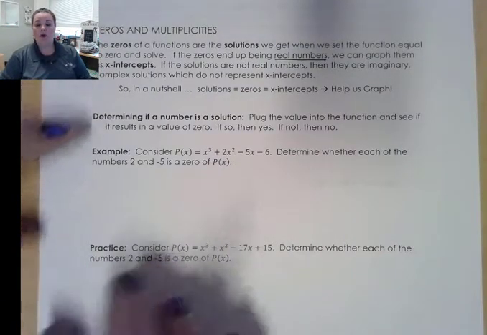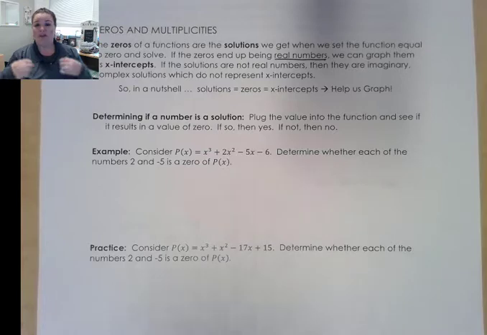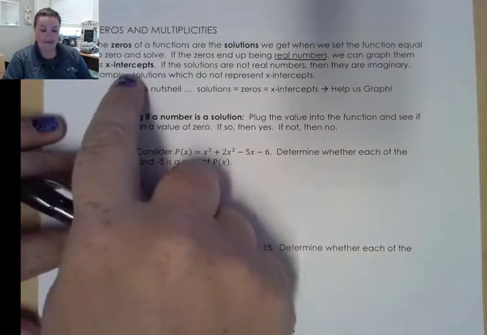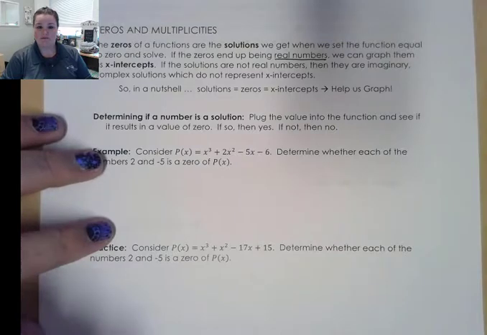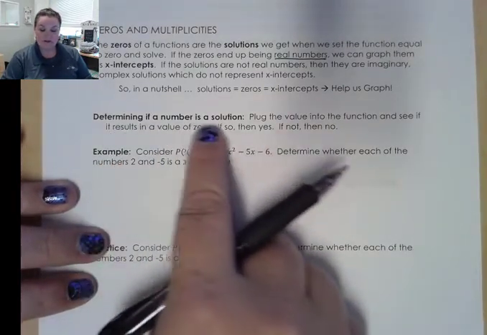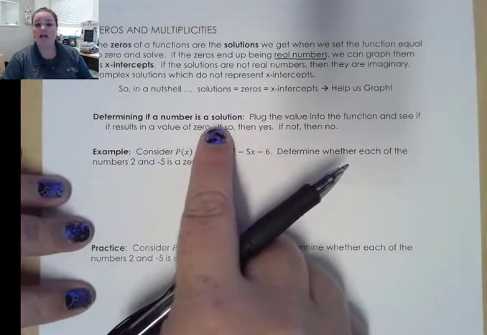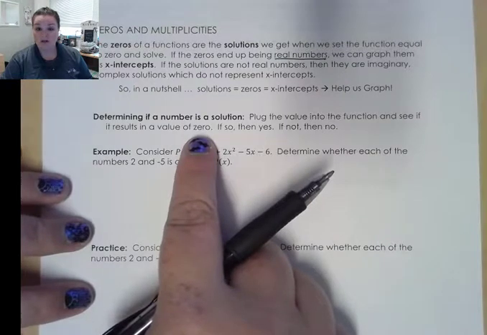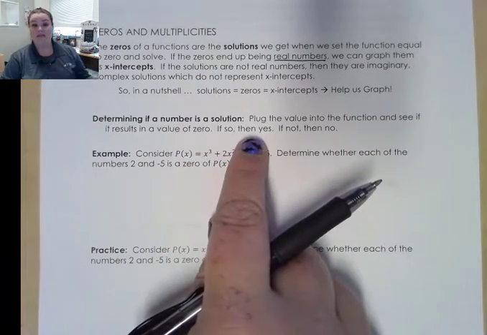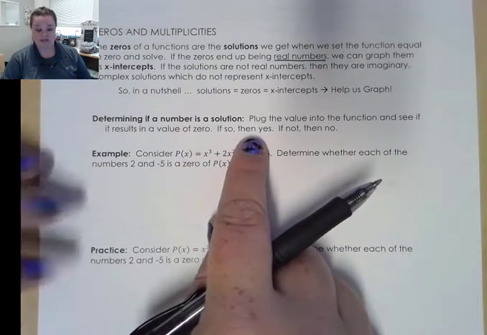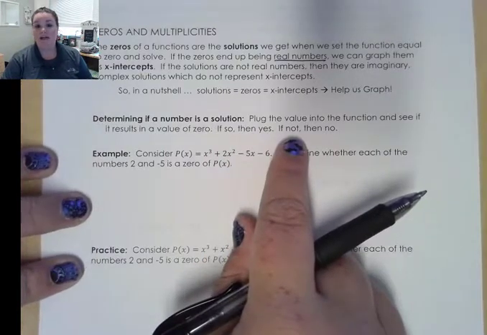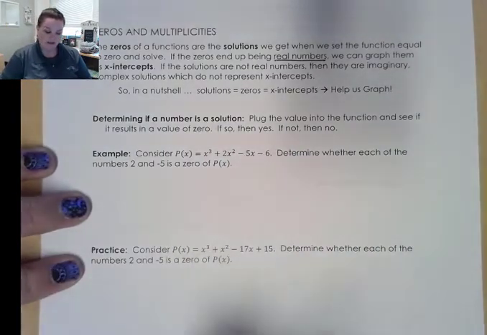Okay, so I want to refresh you on just how to plug something in to determine if it is a 0, right? We just need to see if it equals 0. And then we'll get into determining the behavior at those zeros. Okay, so to determine if a number is a solution, all we have to do is plug it in and see if it equals 0. If yes, then yes, it's a 0, it's a solution. If not, then it's not a 0 and it's not a solution.